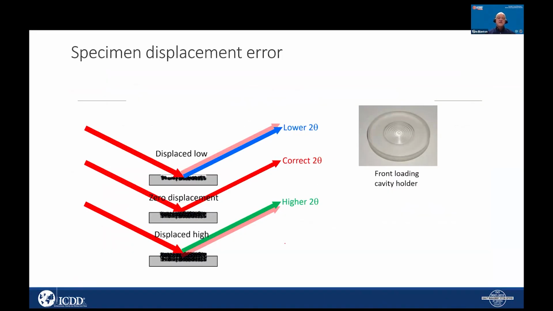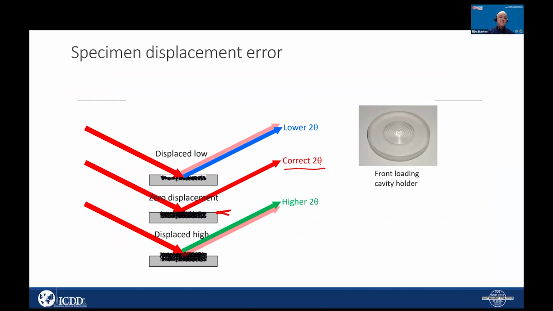Now let's talk about the specimen displacement error. Again, the same kind of holder. And in this case, it's not so much what's the chemistry of the sample, but how well is it positioned in your sample holder. If you have the right amount of sample and the sample is level, or basically at the plane of your sample holder, we say that you're in a zero displacement and you would see your peak showing up at the correct 2 theta.